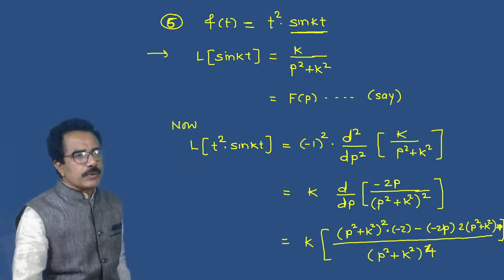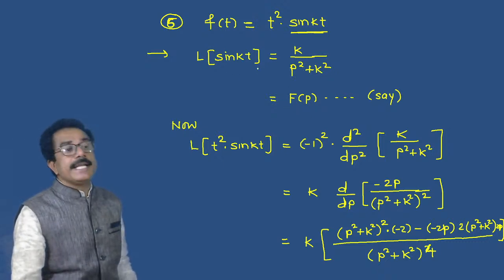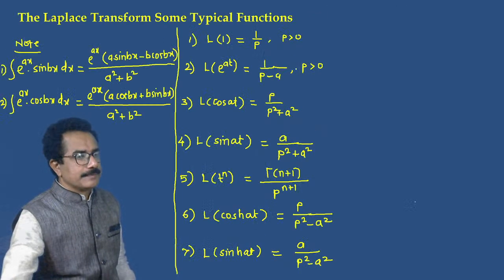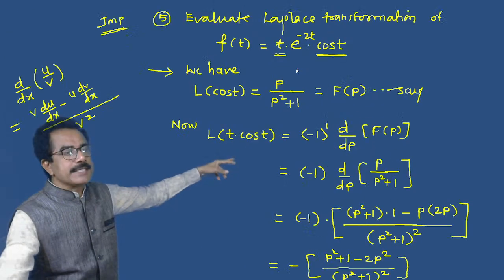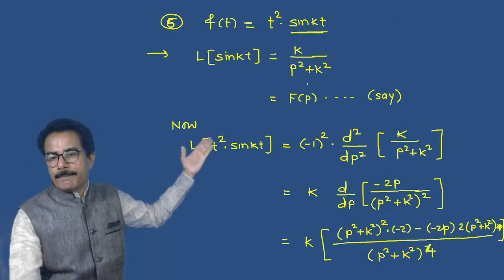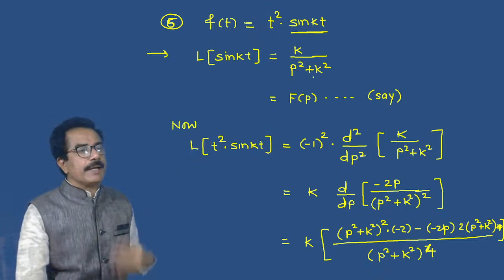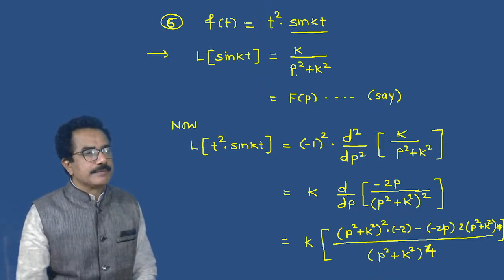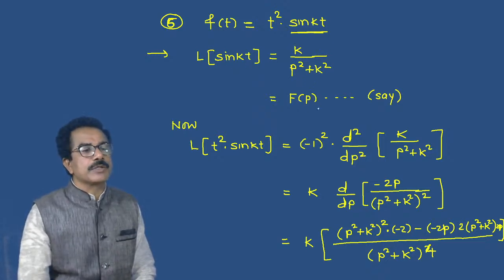So L of sin kt is equals to k divided by p square plus k square. You know the formula for sin of at. What is the formula here? L of sin at is equals to a divided by p square plus a square. But in this problem, a means k. So we can write k divided by p square plus k square. Let me explain once again. So consider this as the first function: Laplace transformation of sin kt is equals to capital F of p.